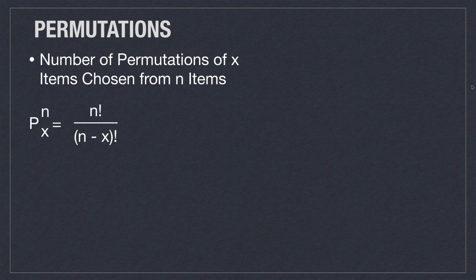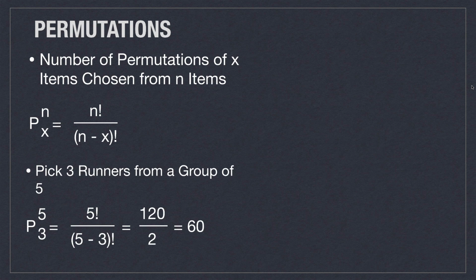Now you're going to be able to find the number of permutations of X items chosen from a list of N items as well. Once again, you're going to use the factorial. And you can see the formula that we have right here. So in this example, if you were picking 3 runners for a relay race from a group of 5, you'd find that that is going to provide 60 permutations.